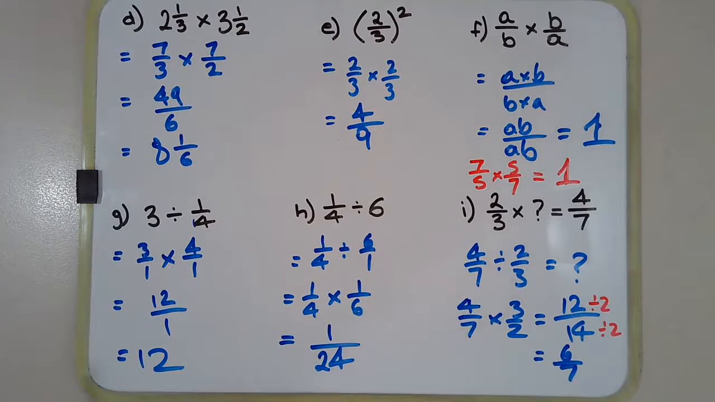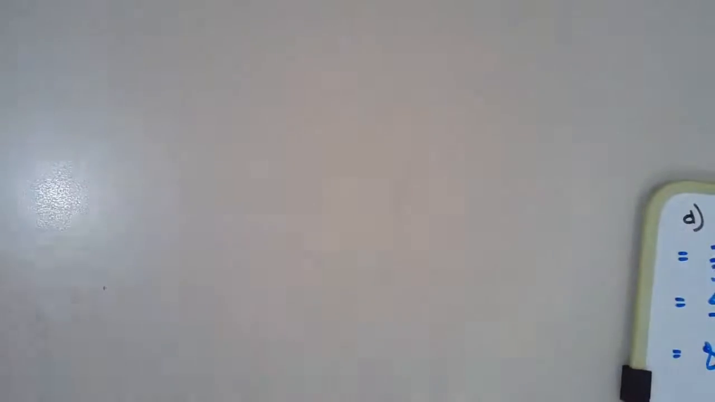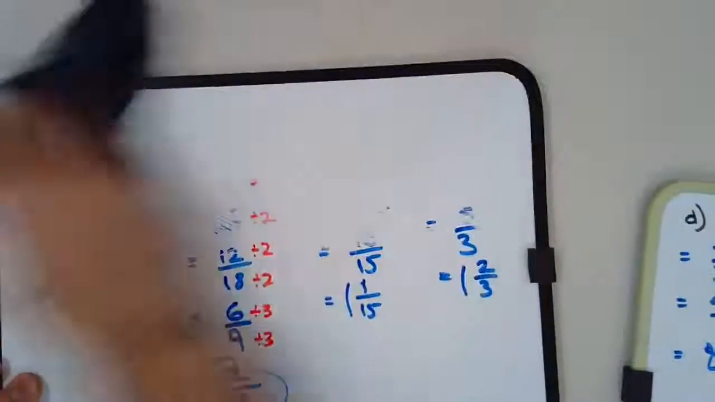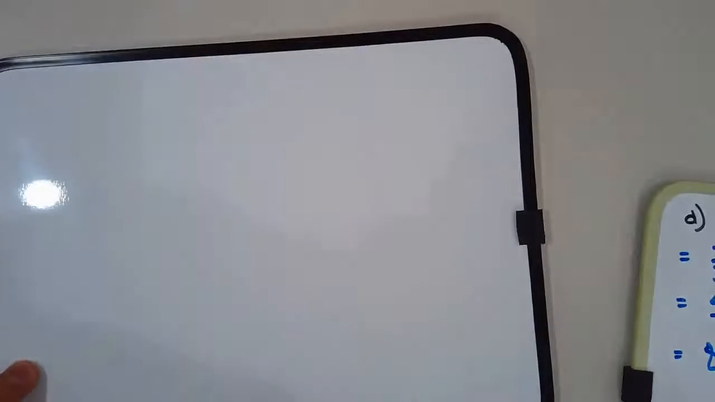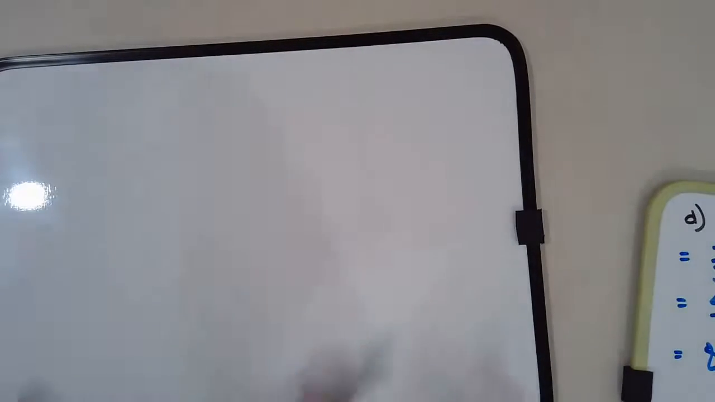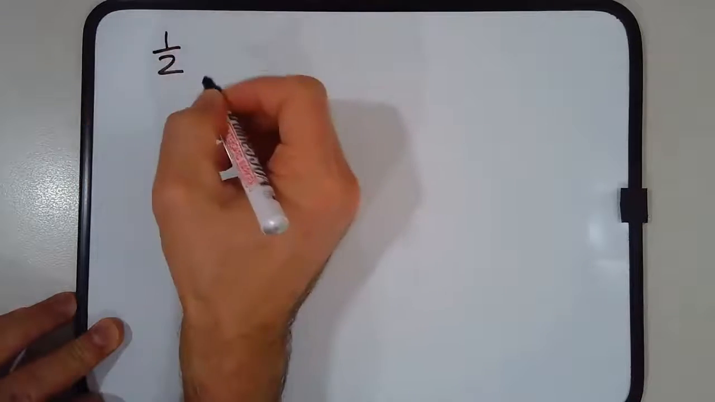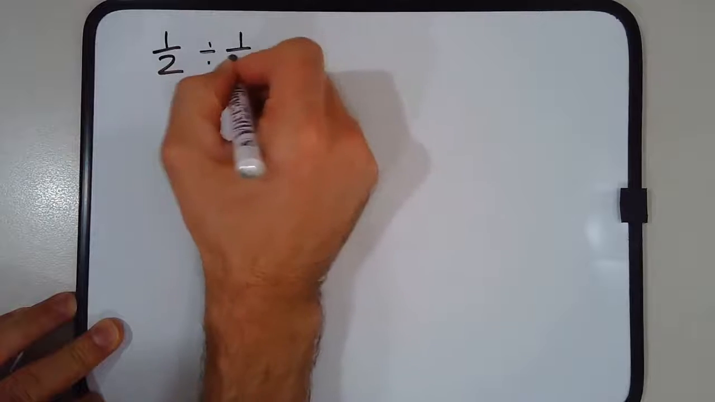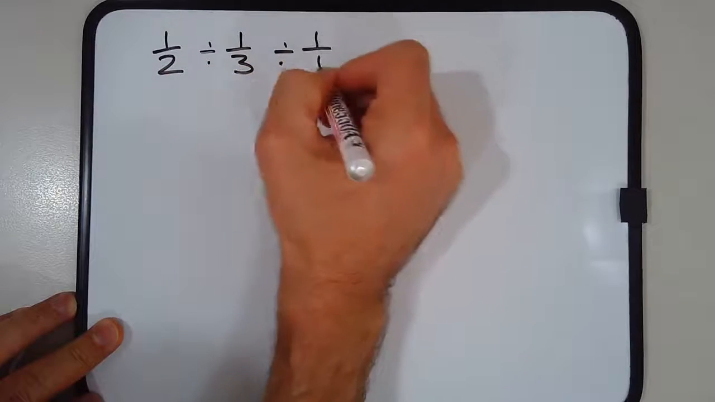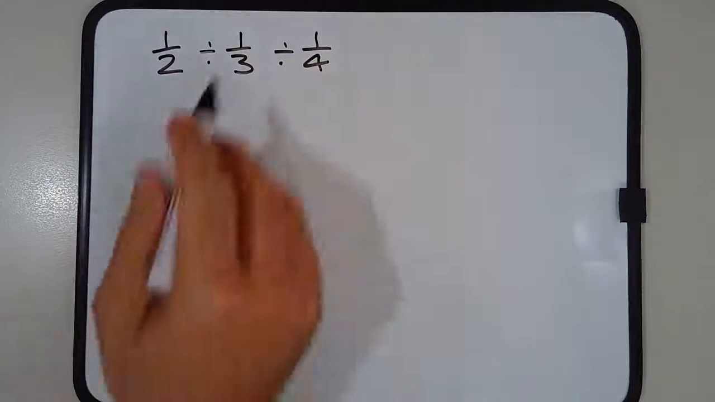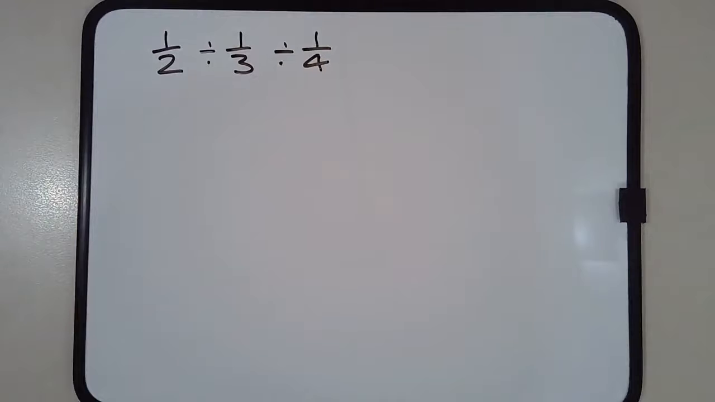Now there's actually one more example that I want to show you. I might just write it on this board here, so I'll just get it ready. I want to pose this one, I guess, as a bit of a challenge question for you. Try this one. Have a go of this. 1/2 divided by 1/3 divided by 1/4. See if you can work this one out. What do we do?